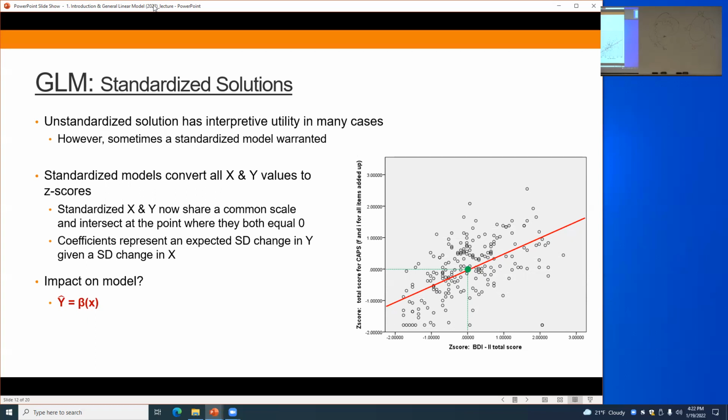I've simplified this down. What's the difference between this model and my unstandardized model? What do you think, Erica?